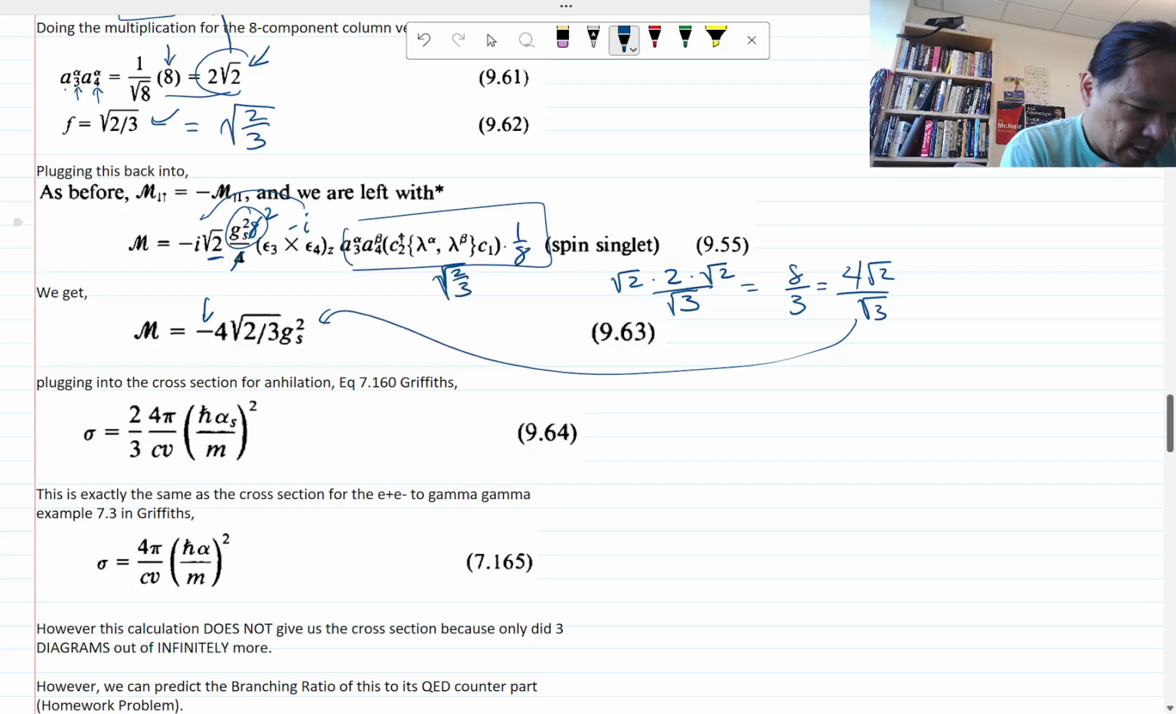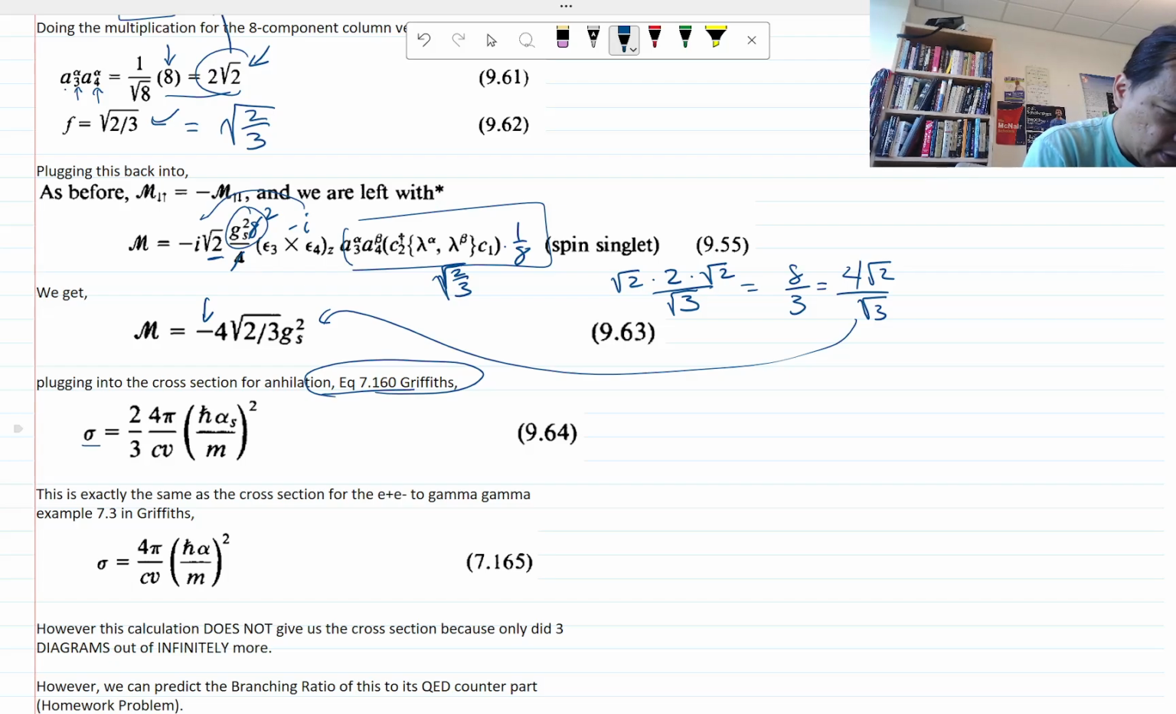Okay. So Griffiths does the conversion from matrix element to cross section a little bit differently. What he does, especially in this case, is he goes to the non-relativistic regime, which is true in this case actually because you have the two charm quarks just kind of sitting next to each other.